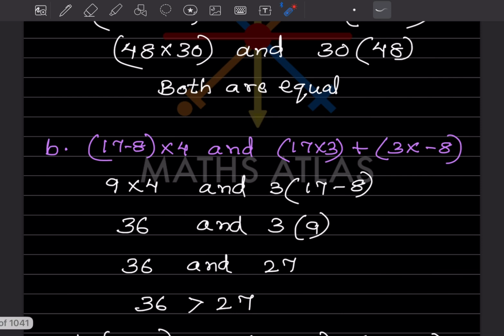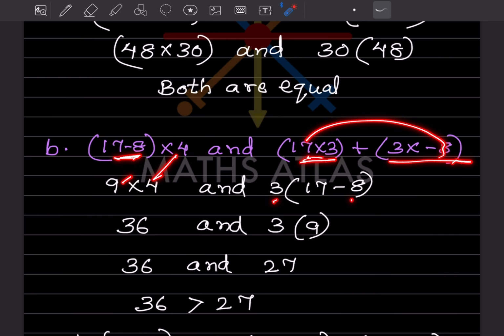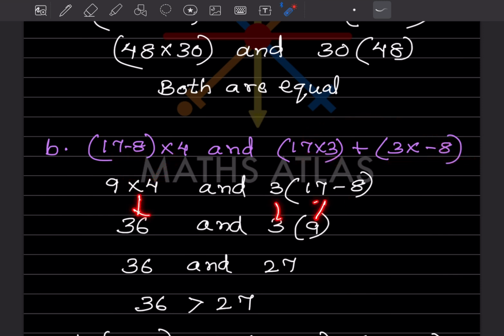So now what we can see here, this is going to be 9 into 4. And these are two parts. From this we can take 3 common. So here what remains is 17 minus 8. So this is going to be 36 and this is going to be 3 into 9. So that is going to be 27.